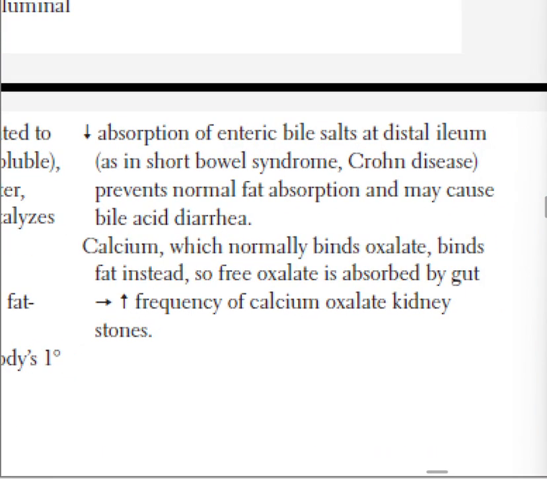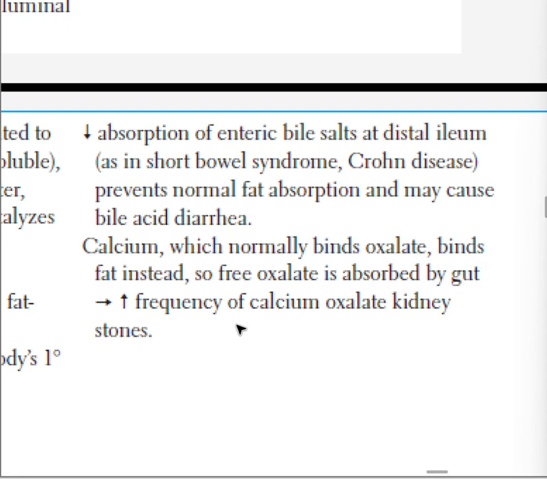Now, what are they saying basically? What this is trying to say is that in fat malabsorption, you have fatty acids that are increased in the intestine because the fat is being malabsorbed. Fatty acids bind the calcium and form something called calcium soaps. Calcium is now very busy, so oxalate is left free. Since oxalate is left free, the free oxalate is absorbed by the colon, which is basically the gut.